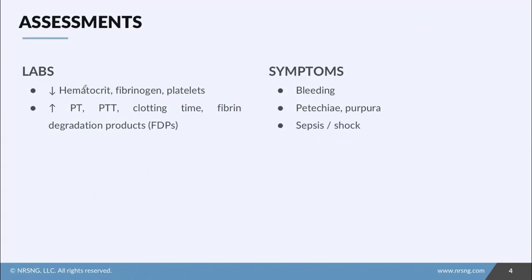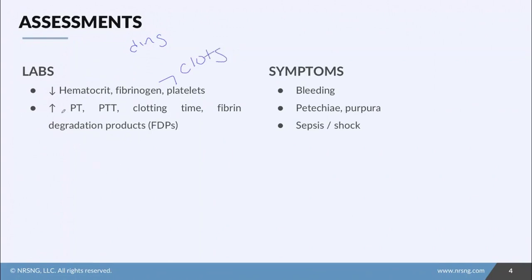Let's now look at our assessment piece and what this is going to look like. So the patient's labs, a lot of them are going to have decreased. We're going to have low hematocrit, low fibrinogen, and low platelets. Hematocrit is low because we're bleeding. Fibrinogen and platelets are low because we're using it up to make clots, and platelet aggregation is occurring.